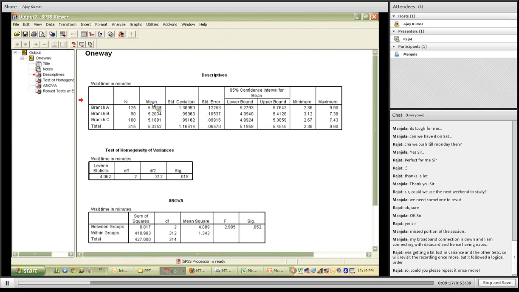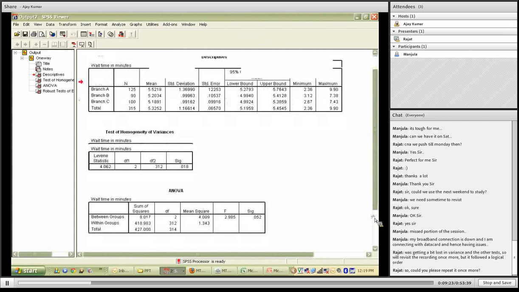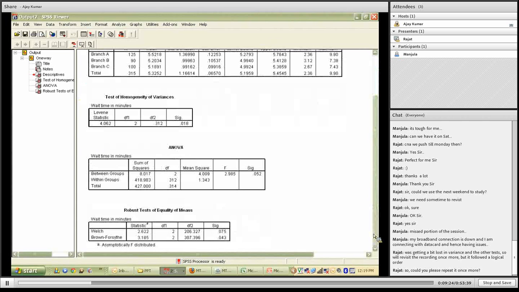And when it is not equal, we cannot go with F, right? This is your F statistic, because F gives you misleading results when the assumption of homogeneity is not met. And in that case, as we have done yesterday, we go for robust tests of equality of means. Robust tests are two, Welch and Brown-Forsythe. So now we would look at the significance values of this rather than this. So this makes no sense here, because the variances condition is not met. That is what Levene tells us, and hence we cannot apply F. So there is the F statistic.